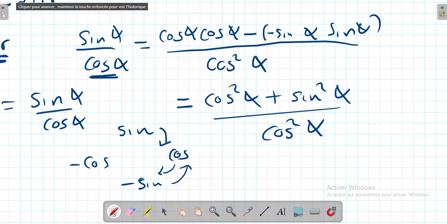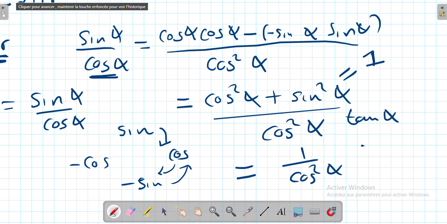For people who did additional mathematics, if you didn't do additional mathematics, no problem. This is why you are doing these ones. We know that cos squared alpha plus sin squared alpha is a very famous identity which is equal to 1. So whenever you have cos squared alpha plus sin squared alpha, this is equal to 1. So this is going to give us 1 over cos squared alpha. Therefore, ladies and gentlemen, we have found the derivative of tan alpha.